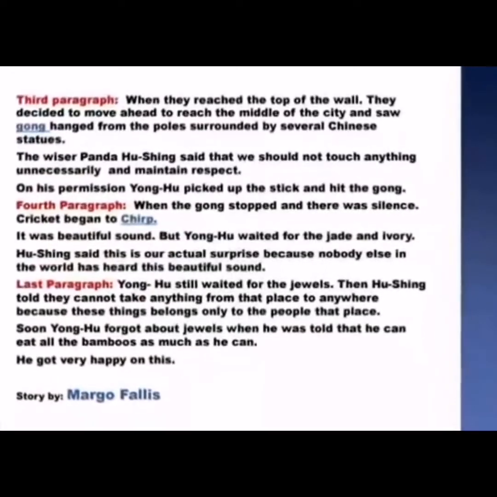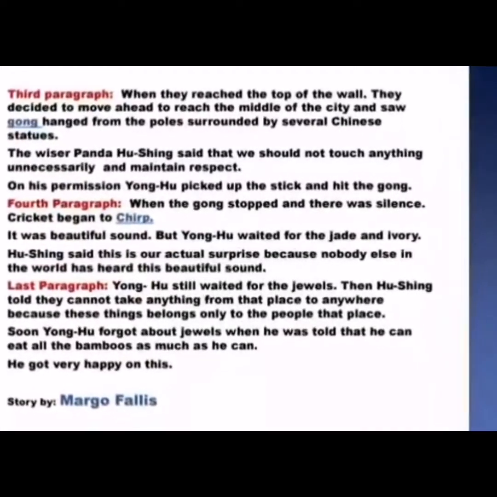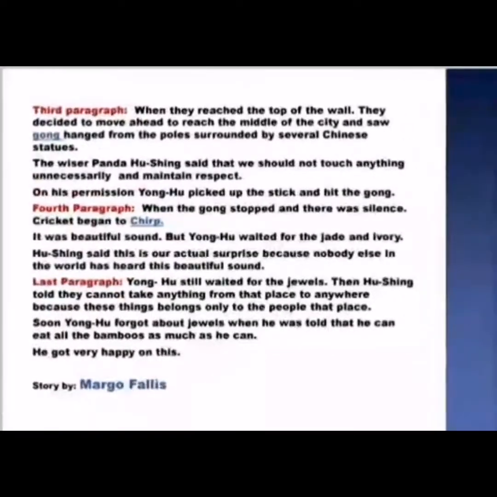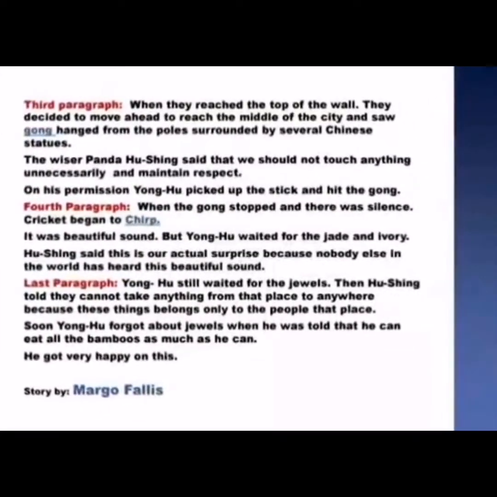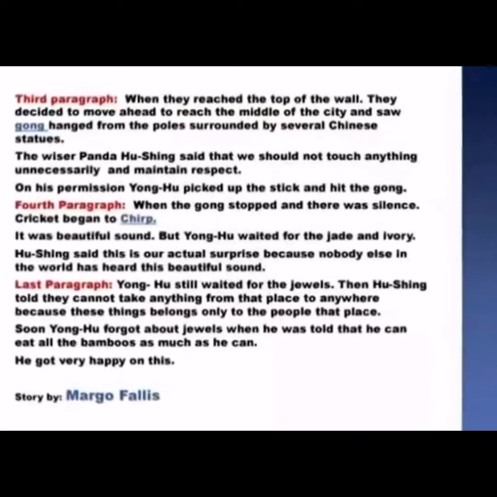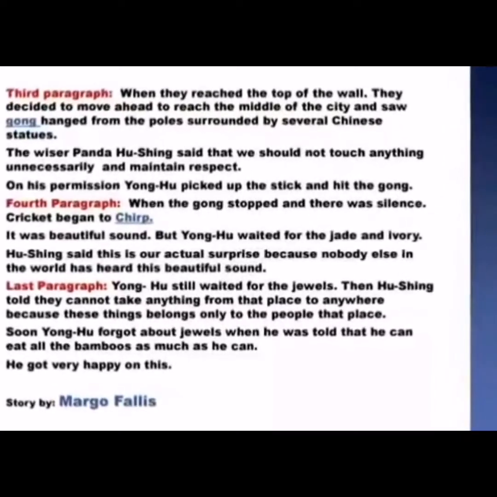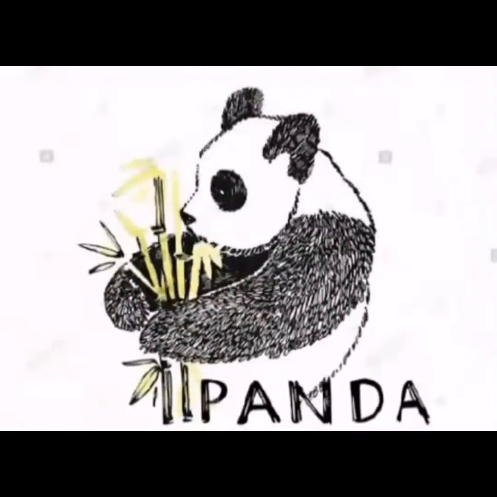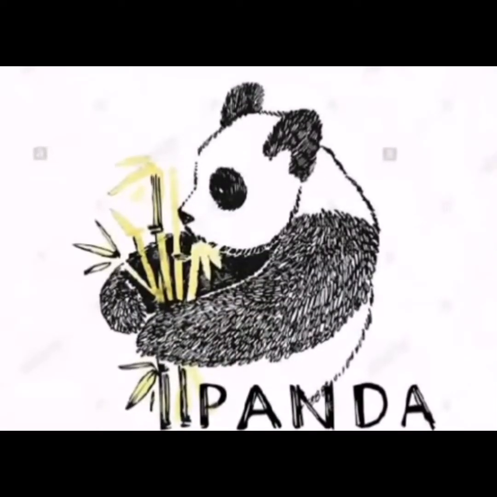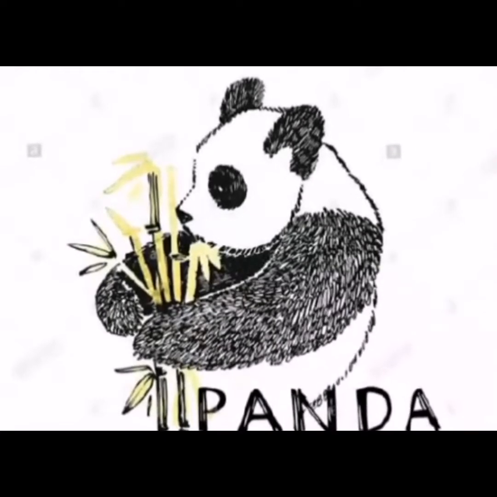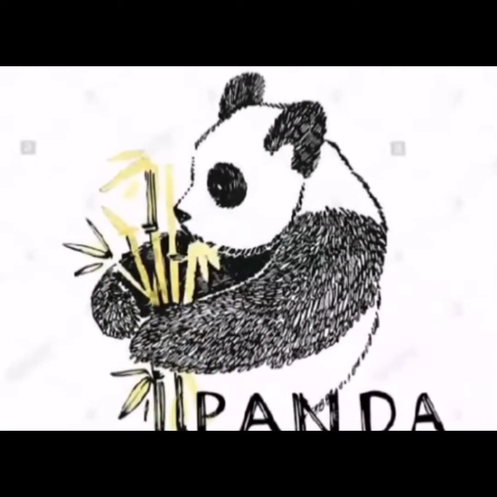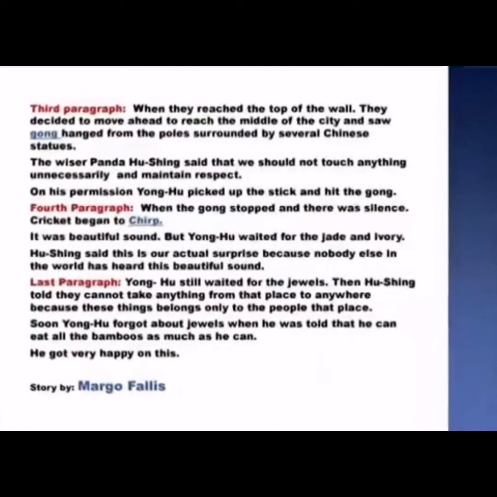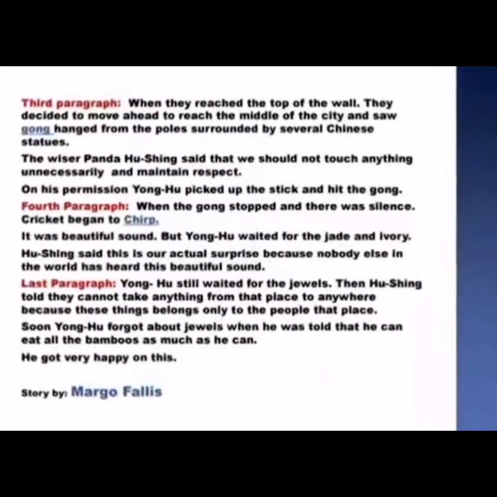from Hu Xing. Then Hu Xing told they cannot take anything from that place to anywhere because these things belongs only to the people of that place. Soon Yong Hu forgot about jewels when he was told that he can eat all the bamboos as much as he can. He got very happy on this and he considered it the surprise for him.